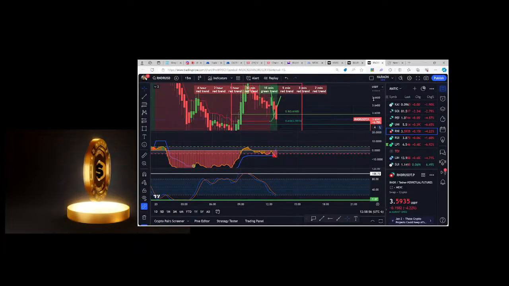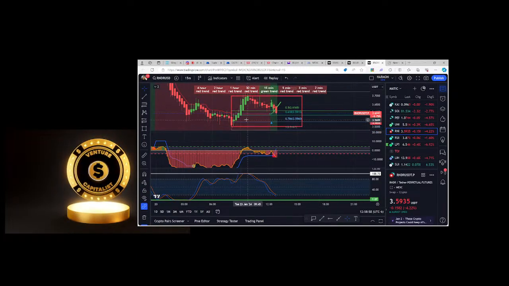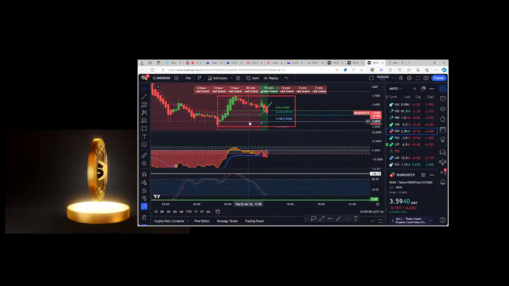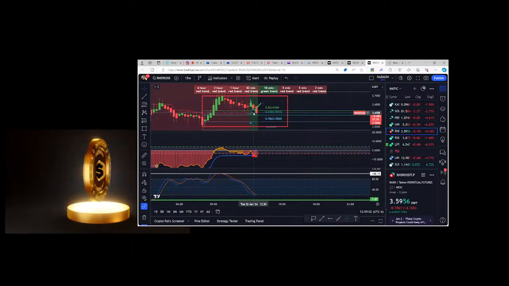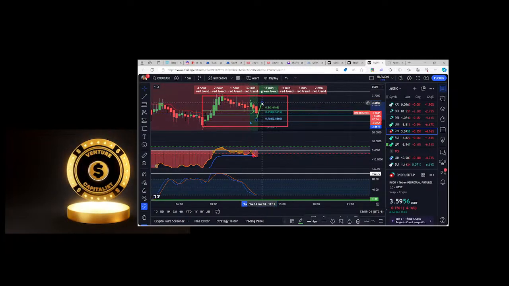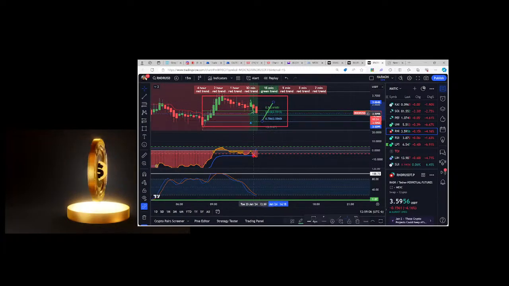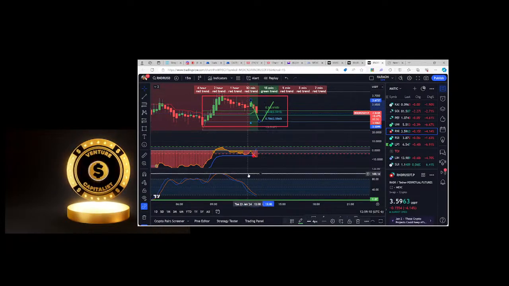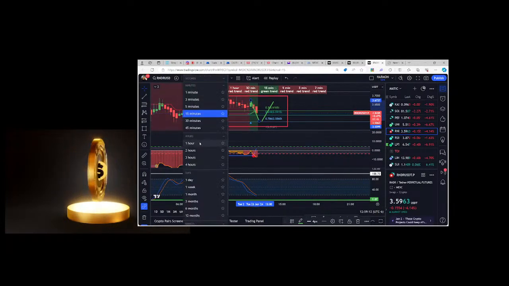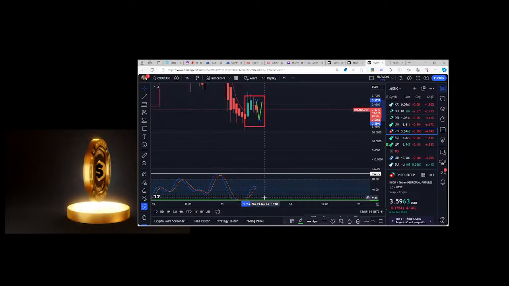How did I get into Render? All right, so Render right now is working out the way we want it. It's pulling back. So we have some targets here that we can look for, but the 15-minute is finally getting towards the bottom. The 1 hour is also bending down.